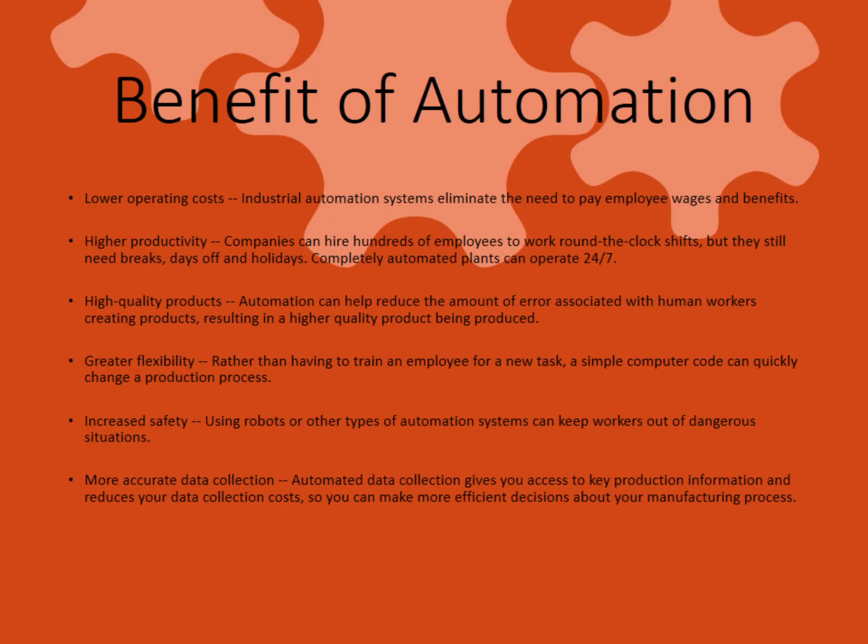Why are so many companies switching to automation? Here's why. It cuts down operating costs, increases productivity, and improves product quality. Automation also boosts workplace safety, gives companies more flexibility, and makes it easier to collect accurate production data for smarter decision-making.